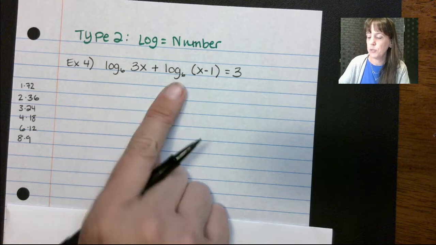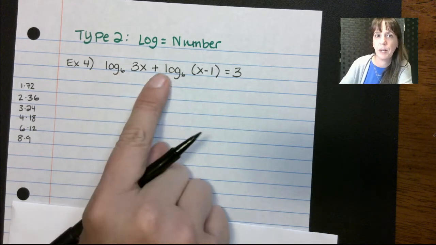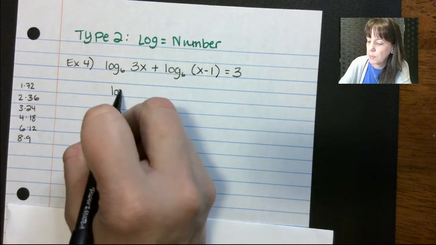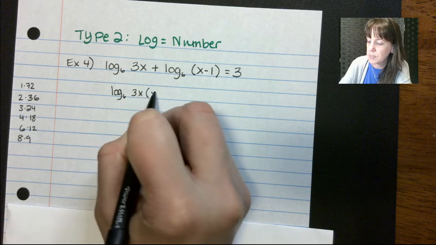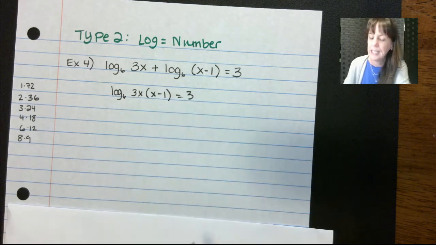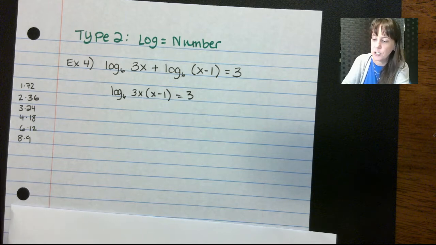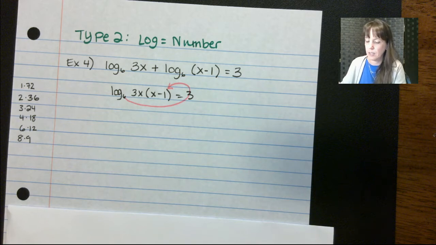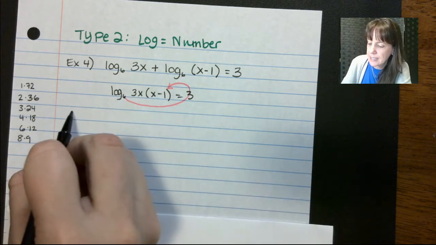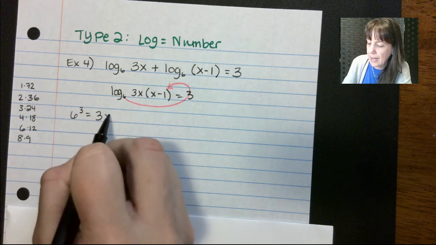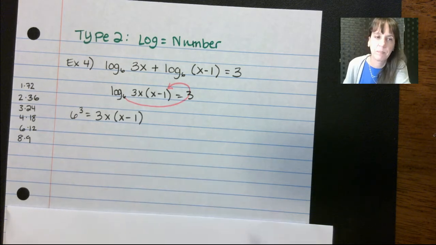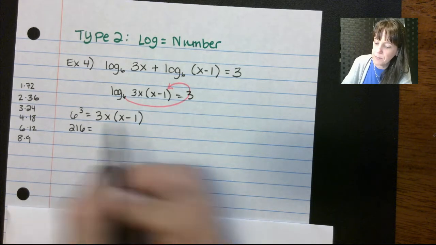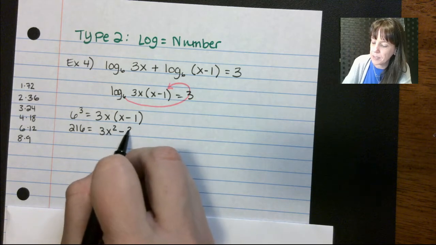I see here that I have 2, so I need to compress those down by using my rules of logarithms, where addition means multiplication. So log base 6 of 3x times (x minus 1) equals 3. Now that I have exactly one logarithm, I can use my scorpion or snail, however you want to call it, to say 6 to the third power equals 3x quantity x minus 1. Let's clean this up a little bit. So 6 to the third power is 216 equals 3x squared minus 3x.